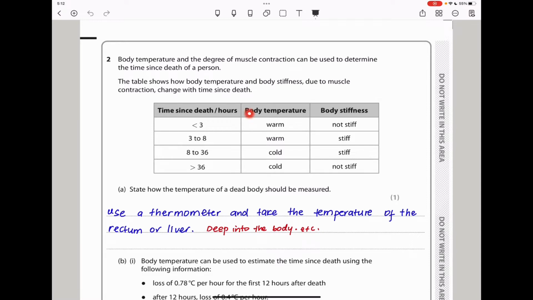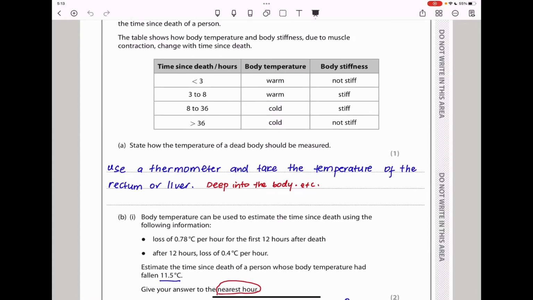So we can see body temperature and body stiffness. Of course, we expect the body not to be stiff, then stiffen, and later loosen as decomposition begins. So at this point, we see decomposition has begun. That is why the muscles are not going to be stiff. Here, it's because they are in rigor mortis due to loss of ATP. So the body temperature is also going to be decreasing.